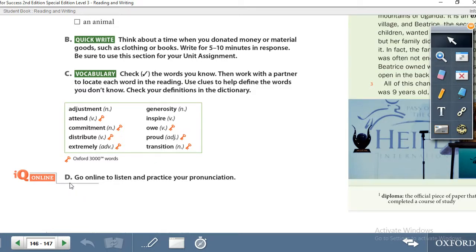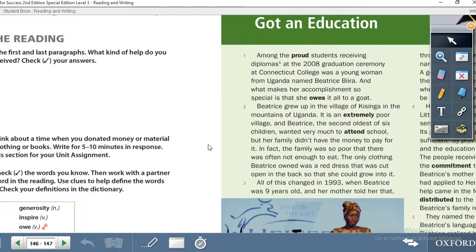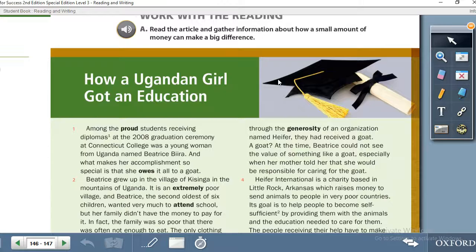Exercise D, go online to listen and practice your pronunciation. So this is something that you can do online. You can go online to your Q Skills account and you can practice your pronunciation of the vocab. We will now turn over to page 147.